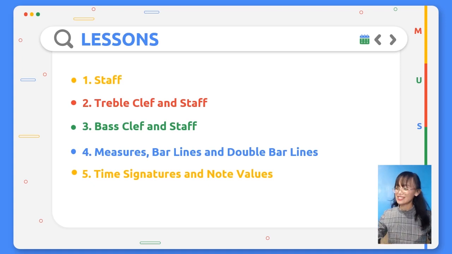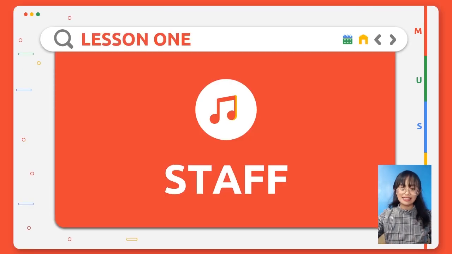So let's proceed to the first lesson, which is the staff. If you have there with you a sample music sheet, the choir members, usually you're the ones who have the pyesa. This is what you call a music sheet, or pyesa in Tagalog. As you can see there, this is a staff.